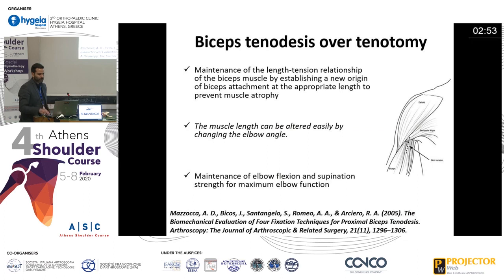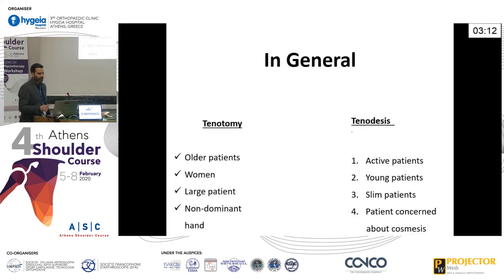Tenodesis is more preferable because there is maintenance of the length-tension relationship of the biceps muscle. The muscle length can be altered easily by changing the elbow angle, and it maintains elbow flexion and supination strength for maximum elbow function. In general, tenotomy for older patients, women, large patients, non-dominant hand; tenodesis for active patients, young patients, slim patients, and patients concerned about cosmesis, to avoid Popeye deformity.